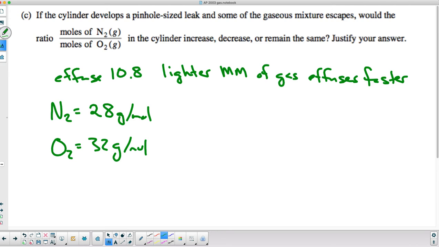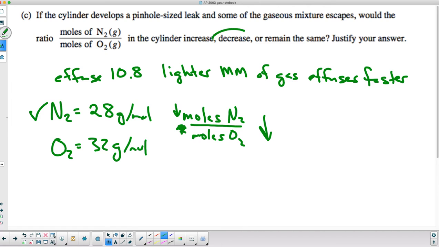Now look at what we have for our equation. What's going to escape the mixture faster, N2 or O2? Clearly it's going to be N2. N2 is on the top. Our ratio is moles of N2 on top of our fraction over moles of O2. Over a period of time, there's going to be less N2 and more O2 because less of the O2 is going to escape. So that means my whole ratio of N2 over O2 is going to decrease.